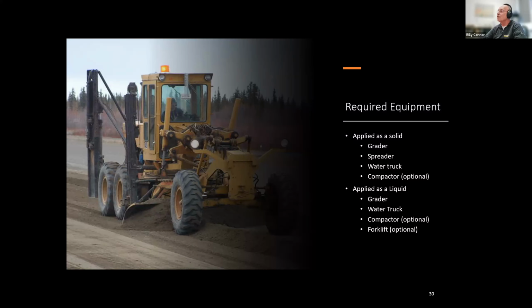Compactor again is optional, but if you're going to use what we call the super sacks, the 1 yard, 2 ton sacks, you're going to want to use a forklift to lift that up. Otherwise, you're going to be putting in 5-gallon buckets and dumping it into your truck, which works, but it's not going to be the best solution for you.